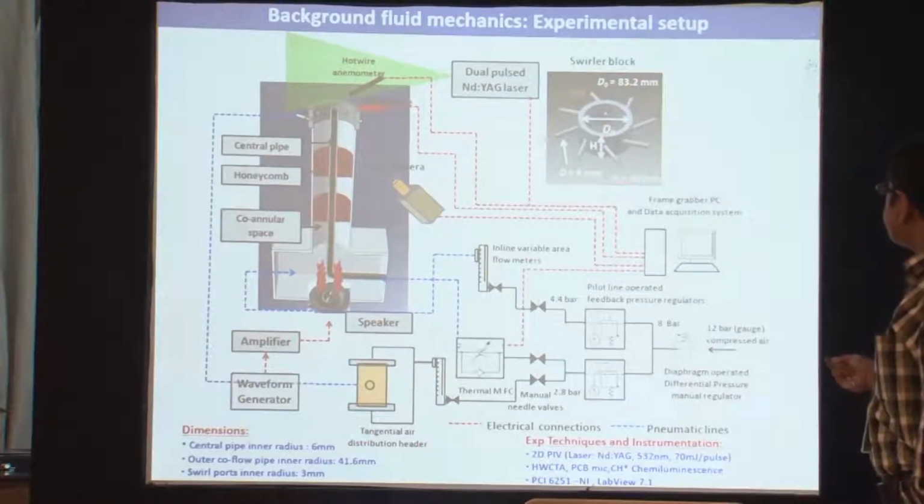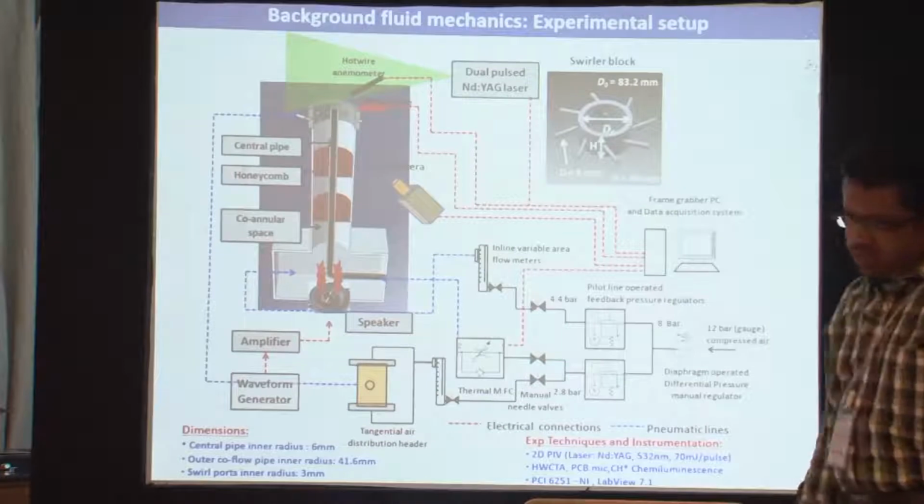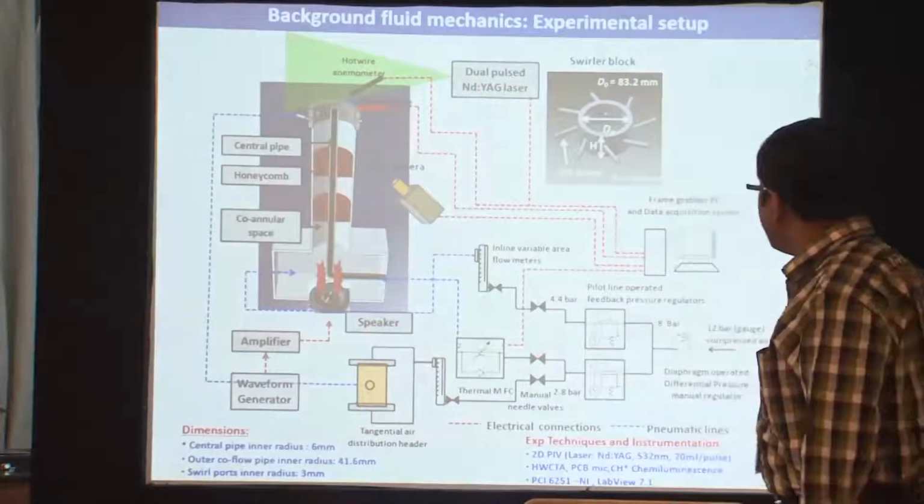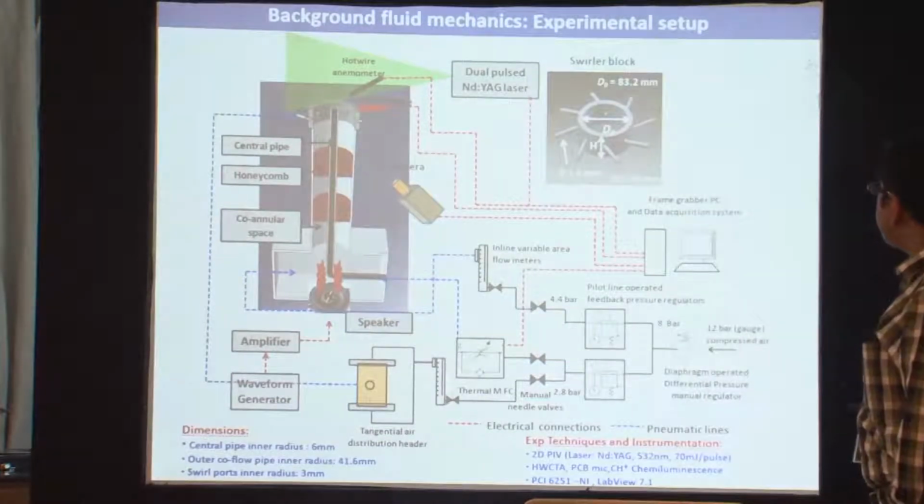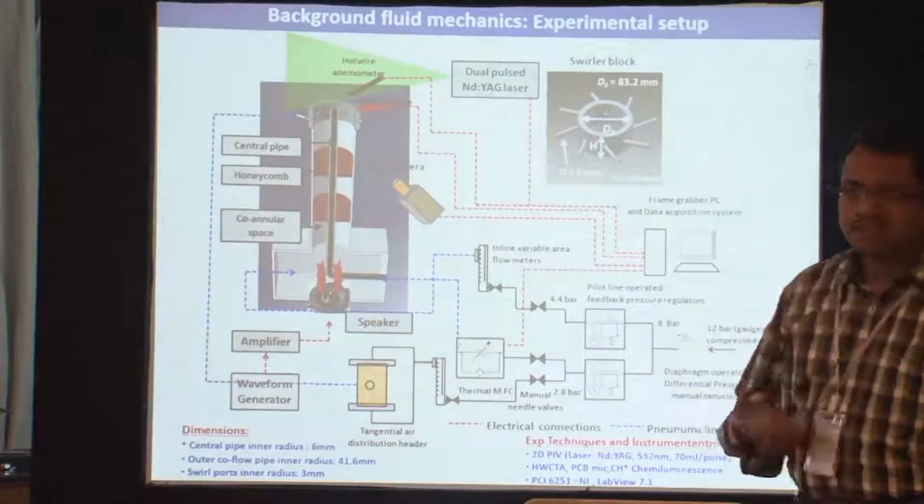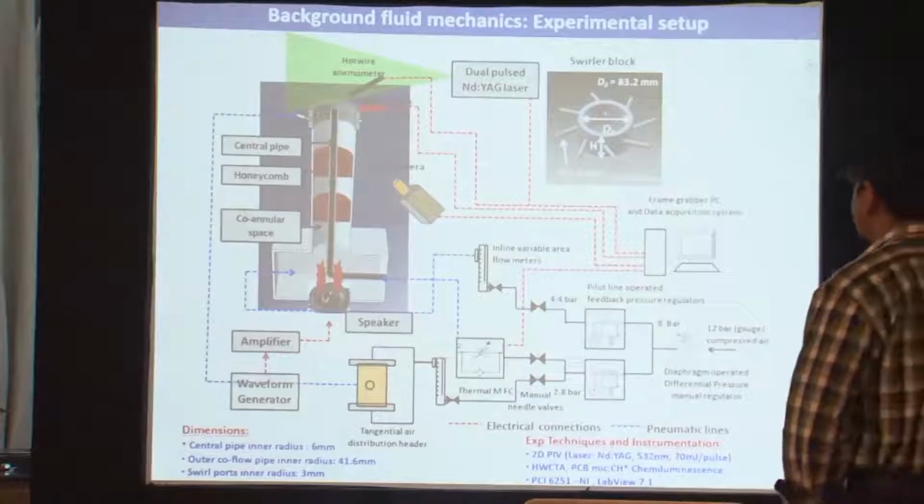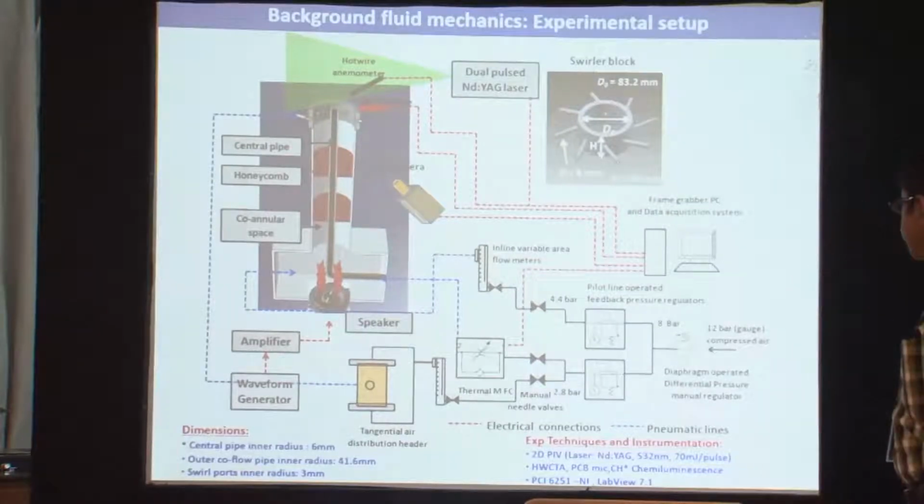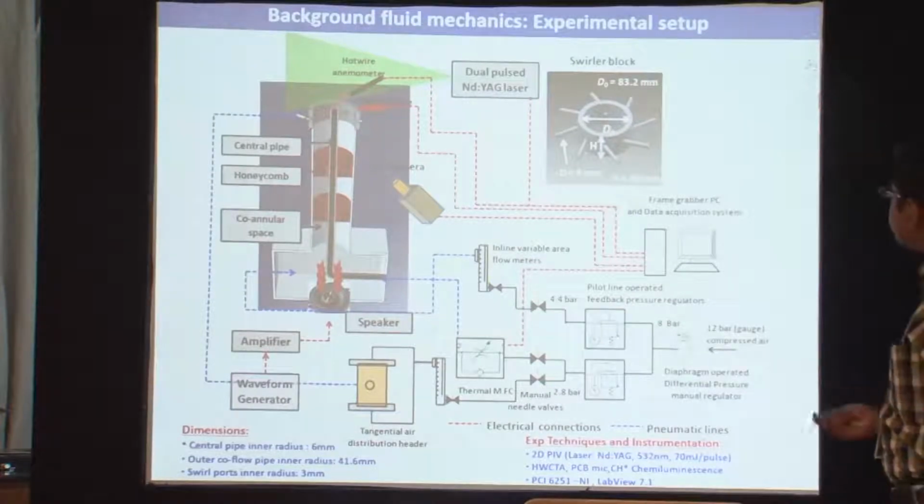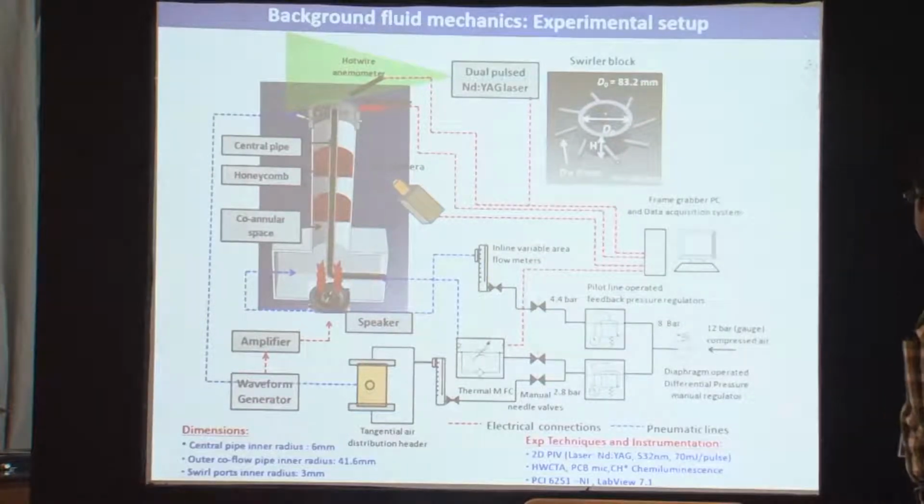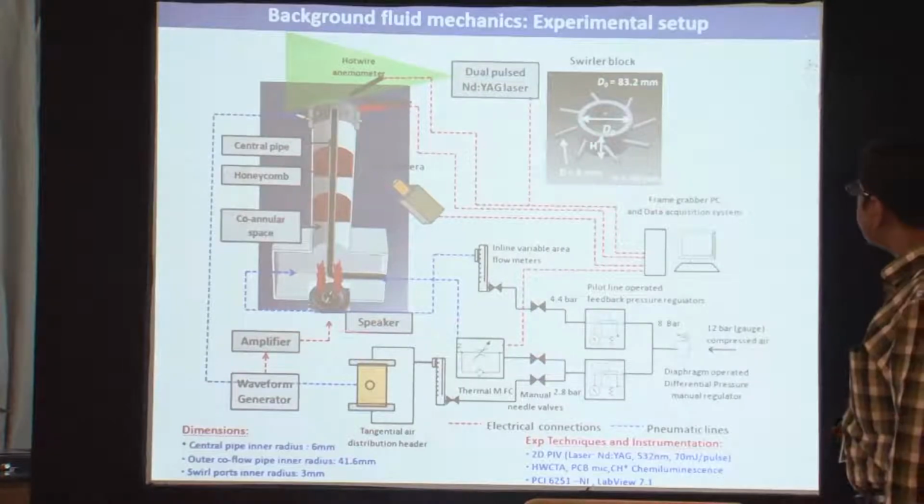This allows us to have independent control on the swirl number without resorting to guide vanes, because in that case, you have to continuously change the angle of the vane to get the desired swirl number. The measurement methodology uses a whole gamut of techniques, including high-speed PIV, CH and OH chemiluminescence, as well as pressure measurements and things like that. So this entire thing is what the setup actually looks like.